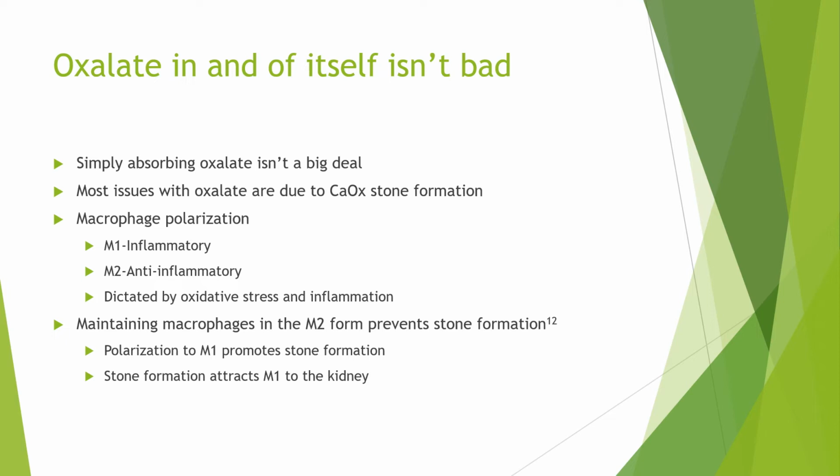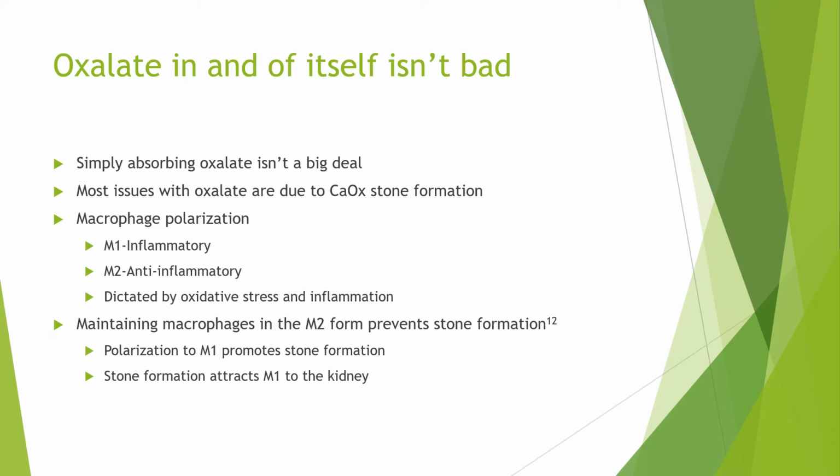We know you're unlikely to form calcium oxalate stones in your kidneys unless you also have oxidative stress. We also know that macrophages are polarized to the M1 inflammatory form in order to cause stone formation. And worse yet, once you start forming stones, this causes more oxidative stress, which attracts the inflammatory M1 macrophages to the kidney and causes the problem to become worse.